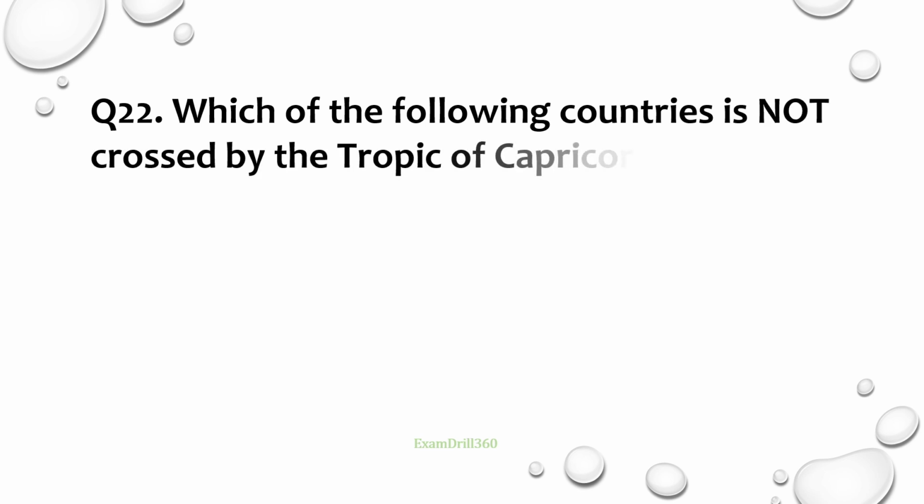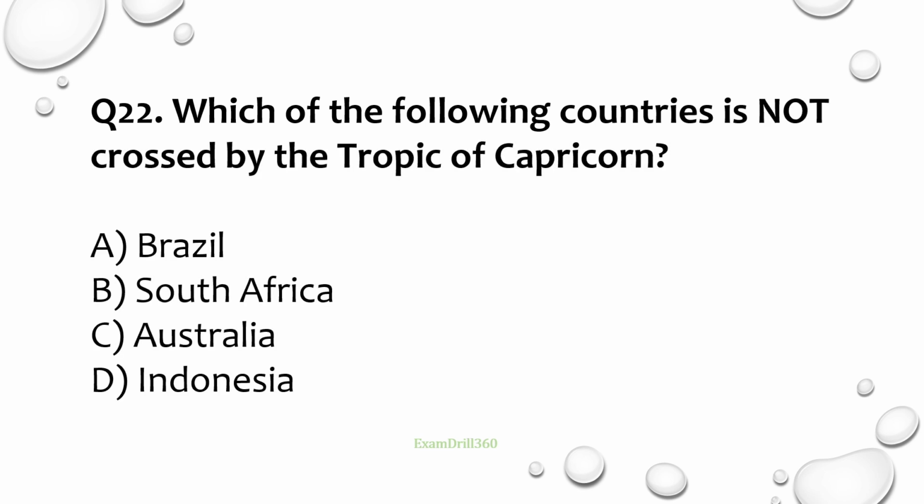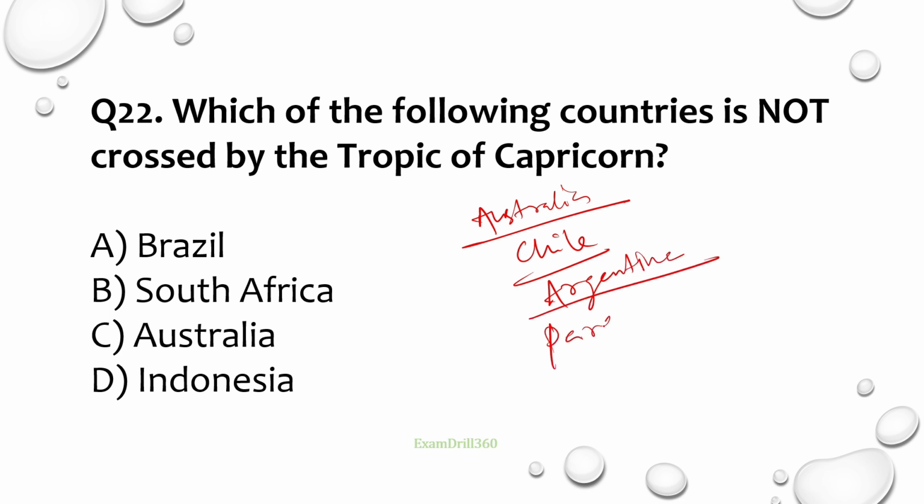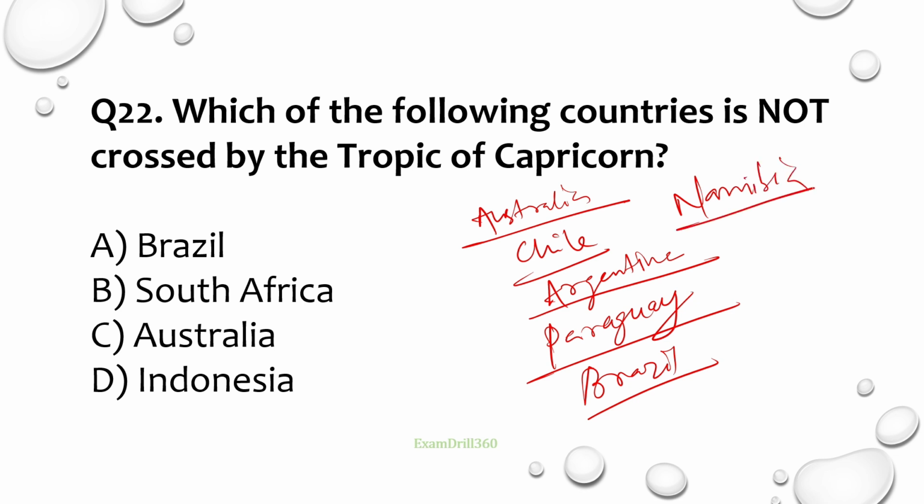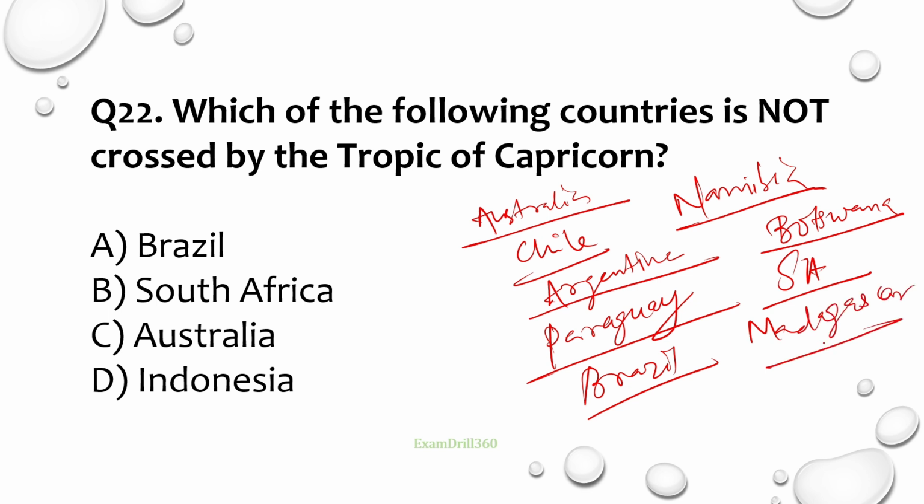Next, question number 22. Which of the following countries is not crossed by the Tropic of Capricorn? So what are the countries through which the Tropic of Capricorn passes? There are a few countries. Australia, Chile, Argentina as well, Paraguay, Brazil, Namibia, Botswana, South Africa, Madagascar, Mozambique.